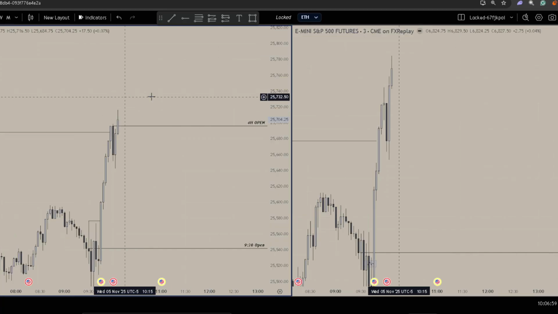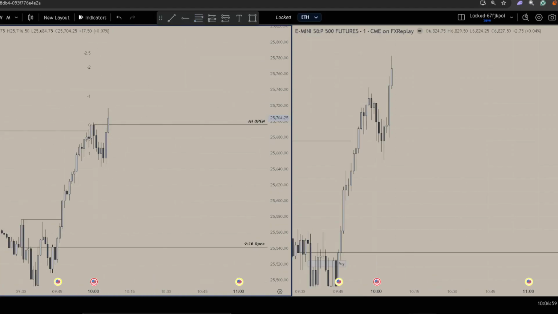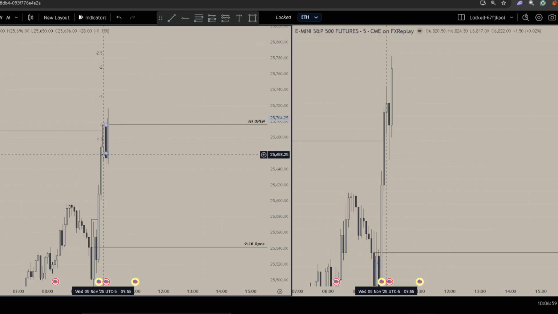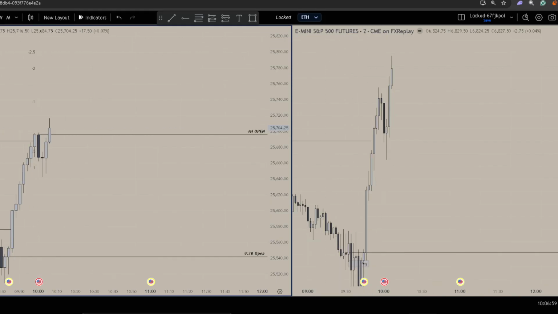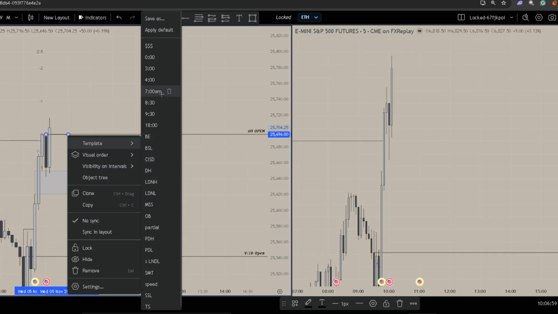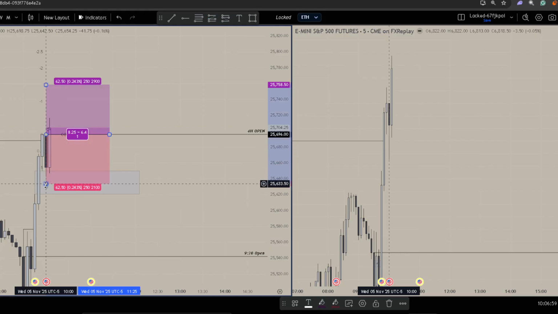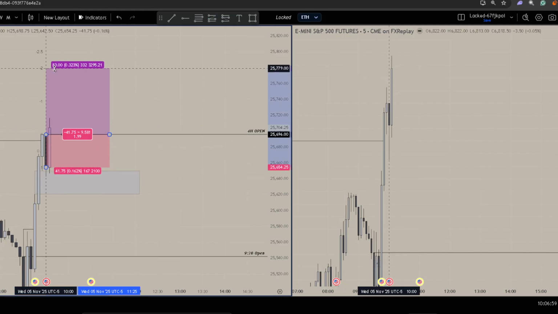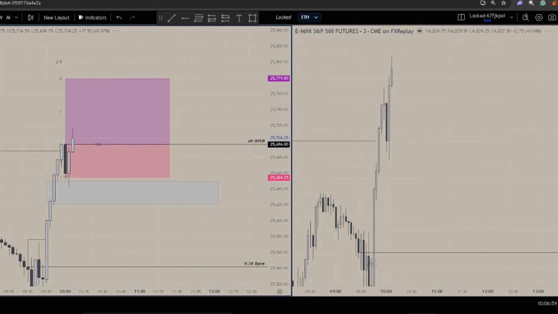Okay, so we do have that 3-minute, let me see. Boom. 5-minute order block, matching up with the 10 a.m. open order block. This would be a good continuation long, just targeting 1 to 2. But let's wait for that closure first.